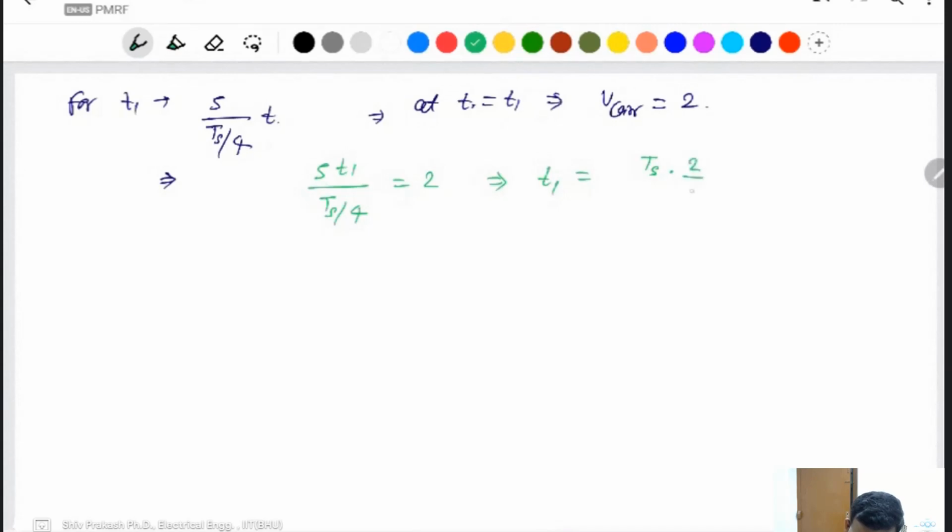Into 2 by 5. Sorry, sir, here, this one: 2 by 5 into Ts by 4. 2 by 5 into Ts by 4. Okay.